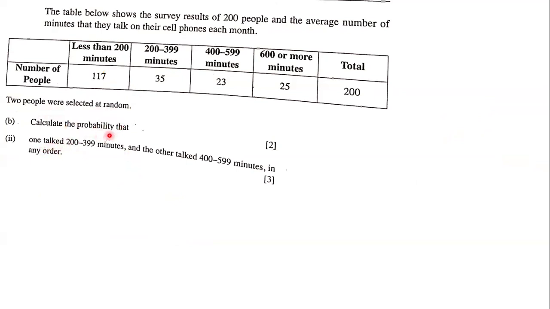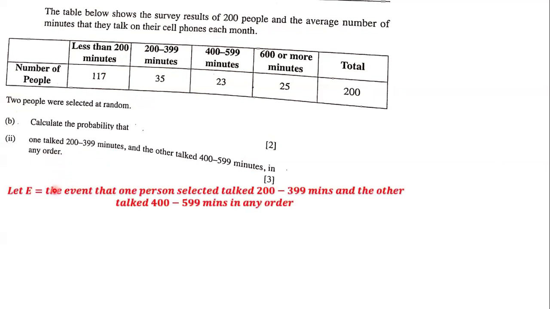Calculate the probability that one talked 200 to 399 minutes, and the other talked 400 to 599 minutes in any order. And so what we're going to do is let E be the event that one person selected talked 200 to 399 minutes, and the other talked 400 to 599 minutes in any order.